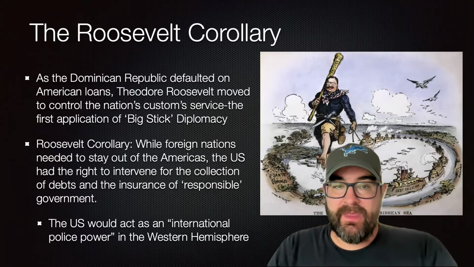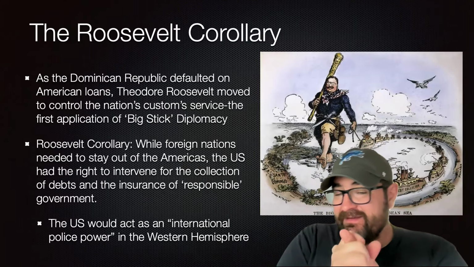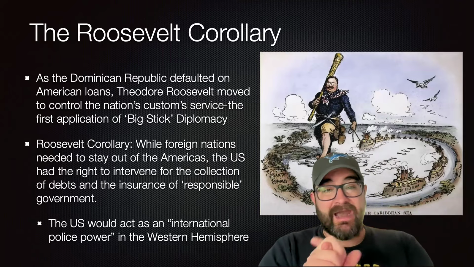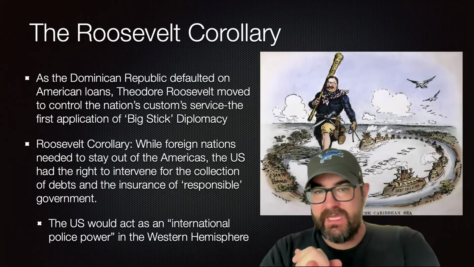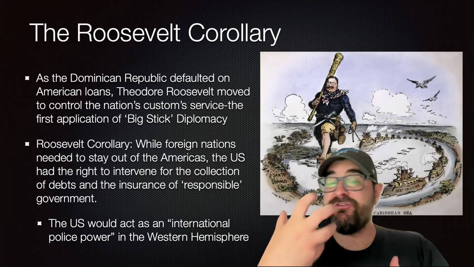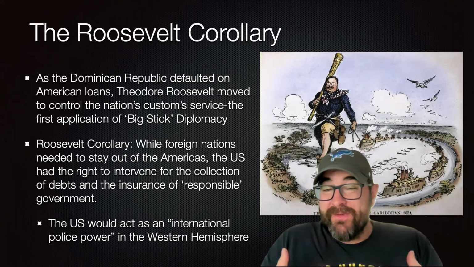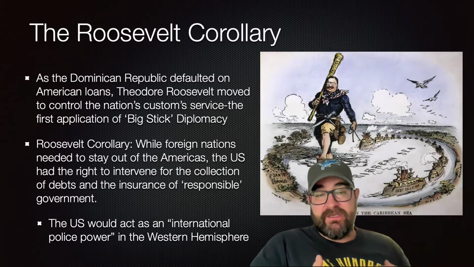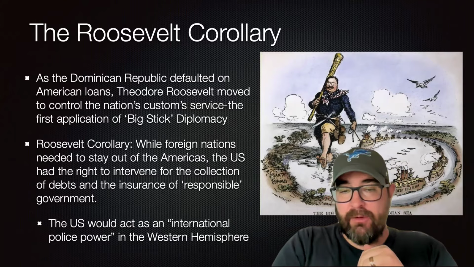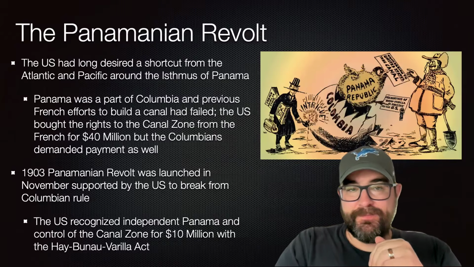the Monroe Doctrine. Foreign nations still needed to stay out of the Americas, but the United States reserved the right to intervene for the collection of debts and the insurance of responsible government in the Americas. Essentially, the Roosevelt Corollary turned the United States into an international police power in the Western Hemisphere.